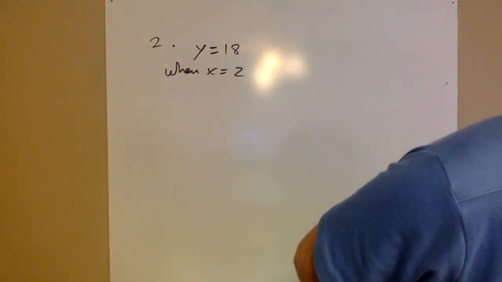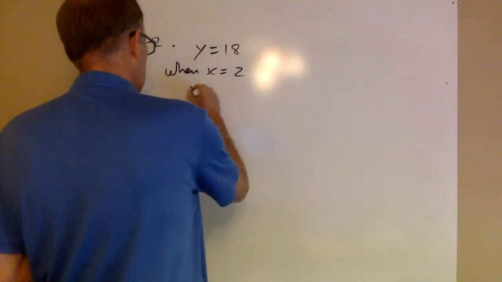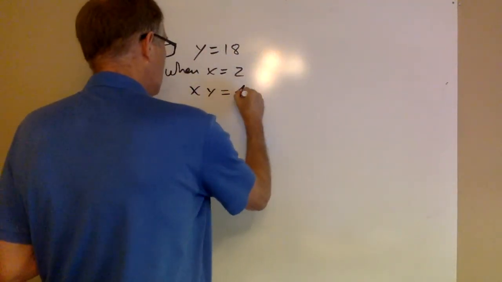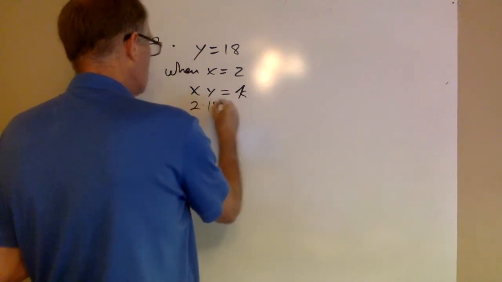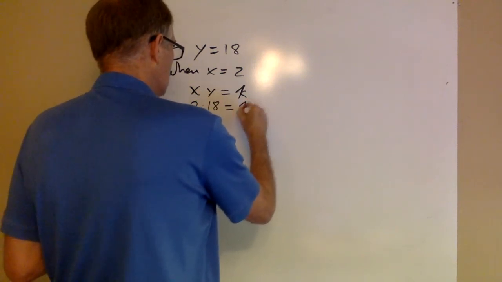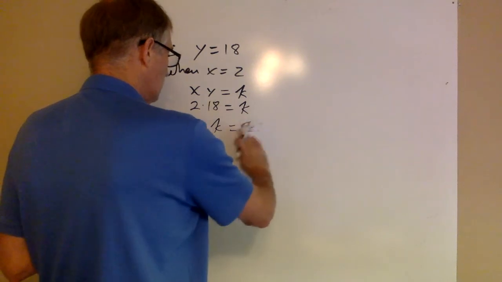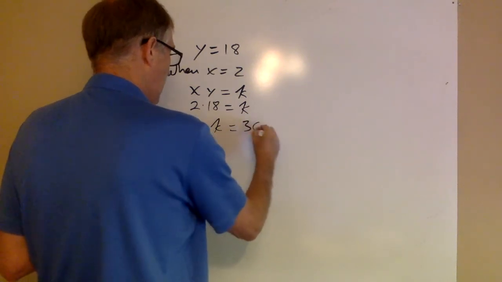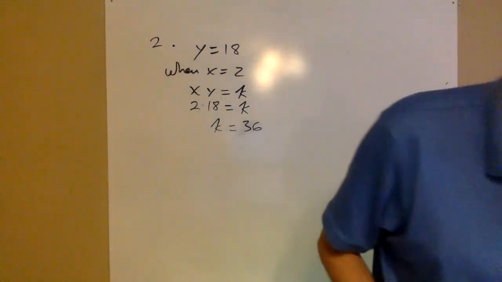So we know that if it's an inverse relationship, x times y equals k. So 2 times 18 is equal to k. So k must be equal to what? 36. The reason why that's important is now we can find other data points.